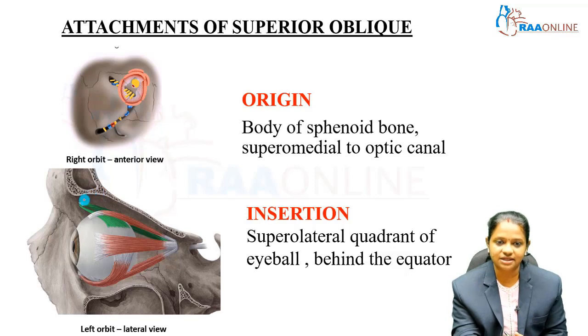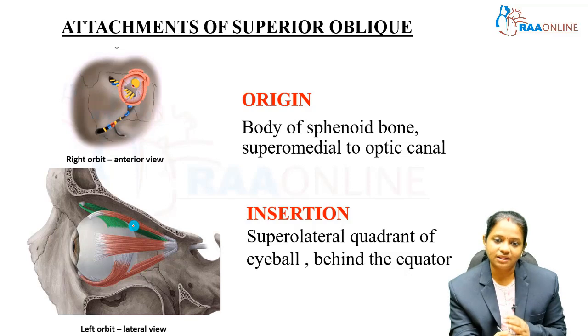And here the tendon changes its direction, then it runs inferiorly and posteriorly, and then it is inserted to the suprolateral quadrant of the eyeball behind the equator. So remember, all the recti muscles are inserted into the sclera in the anterior half of the eyeball, that is in front of the equator. The equator is an imaginary line which separates the eyeball into two equal halves, anterior and posterior.